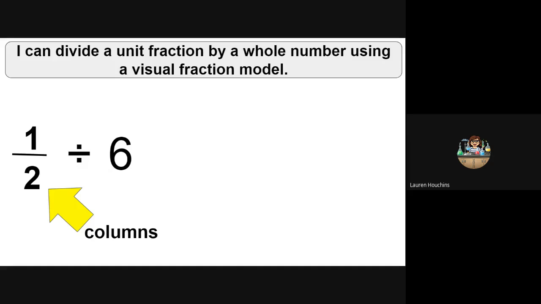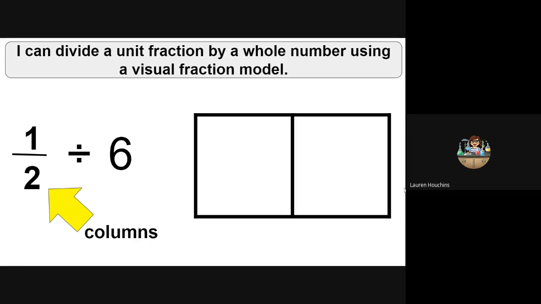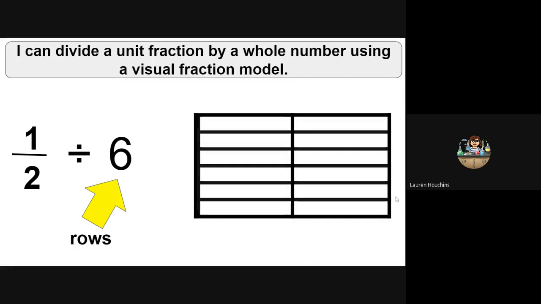So in this problem, 1/2 divided by 6, the denominator tells us how many columns we need, and columns, remember, run vertically up and down. The whole number tells us how many rows that we need. Rows run horizontally or side to side.